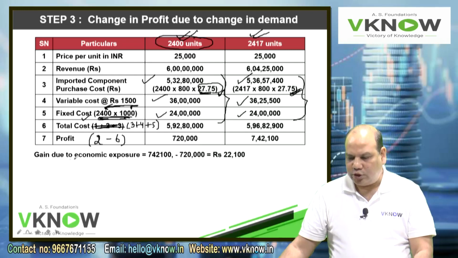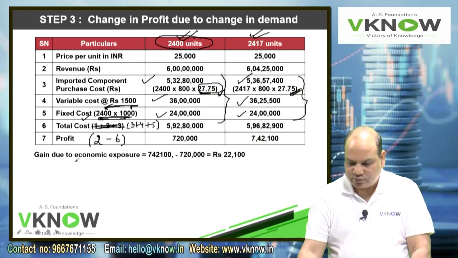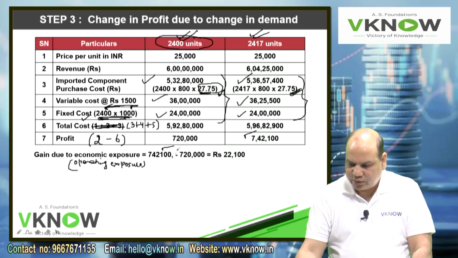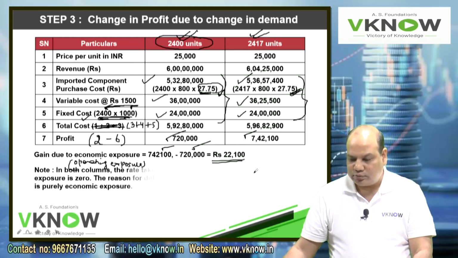So now write down gain due to economic exposure, in bracket operating exposure. The question has used the word operating exposure. 7,42,100, this figure, minus 7,20,000. So that is 22,100. In this example it is a gain. It could have been a loss also, if the quantity sold had gone down.